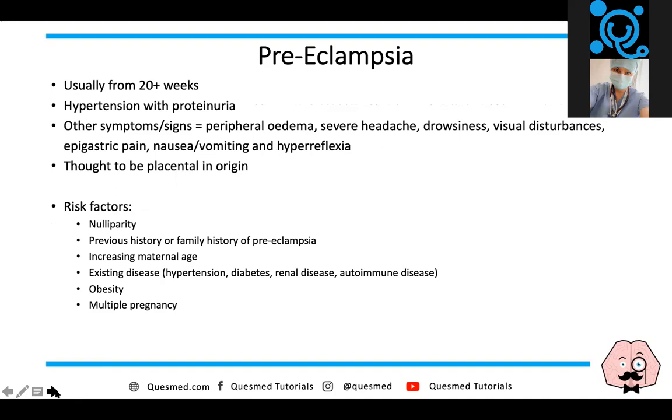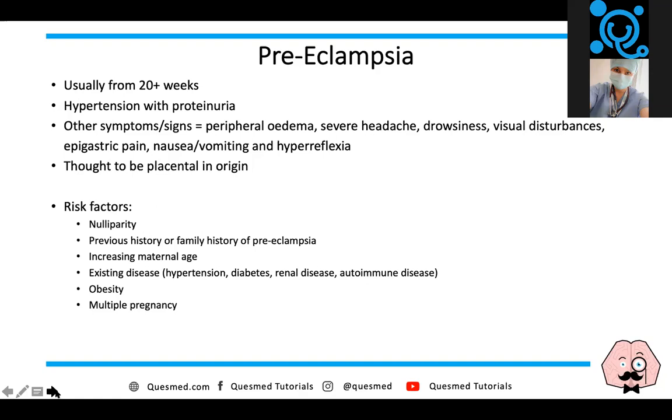So pre-eclampsia typically comes on after 20 weeks, and like we said, it manifests itself as hypertension with proteinuria. Other symptoms and signs include peripheral edema, headache, drowsiness, visual disturbance, epigastric pain, nausea and vomiting, and hyperreflexia. Now, preeclampsia is thought to be placental in origin and starts way back when the placenta first implants. And it's associated with abnormal placentation at the start of pregnancy.